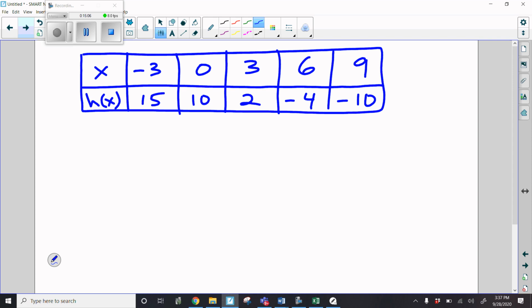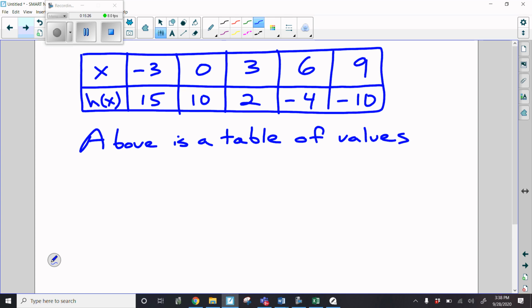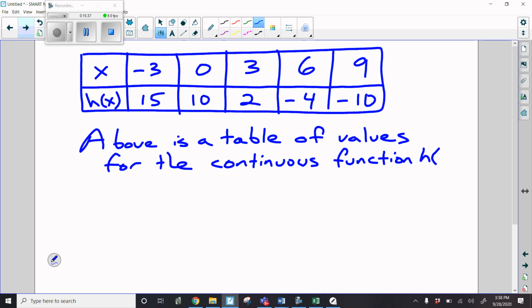So whenever you see a table, they're always going to have a description of that table below. Make sure you read it carefully because they're going to give you some crucial information. So here's what they might say. They might say something like this: above is a table of values for the continuous function h of x.